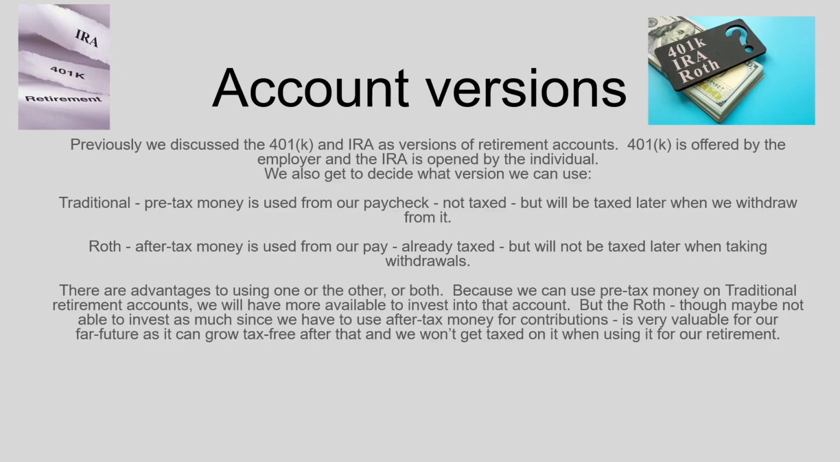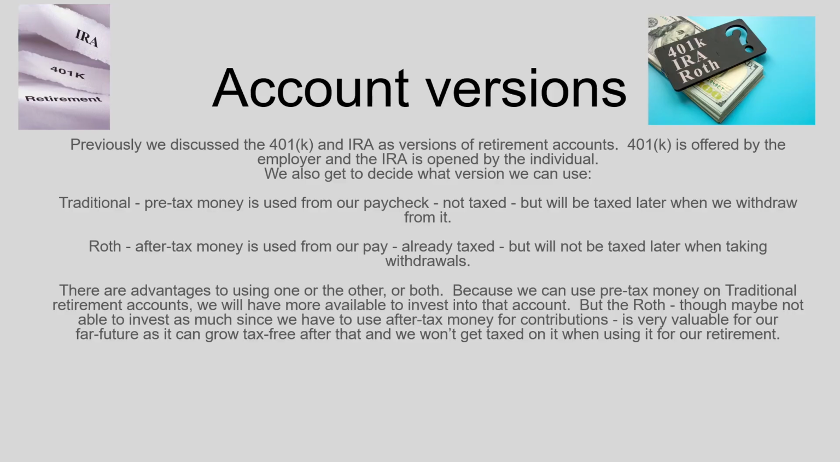Previously we discussed the 401k and IRA as versions of retirement accounts. And just to remind once again, a 401k is offered by the employer, or in other cases, the TSP, and the 457(b). But we can also open up an IRA by ourselves. So we can decide with those, either 401k or IRA, what version we can use.